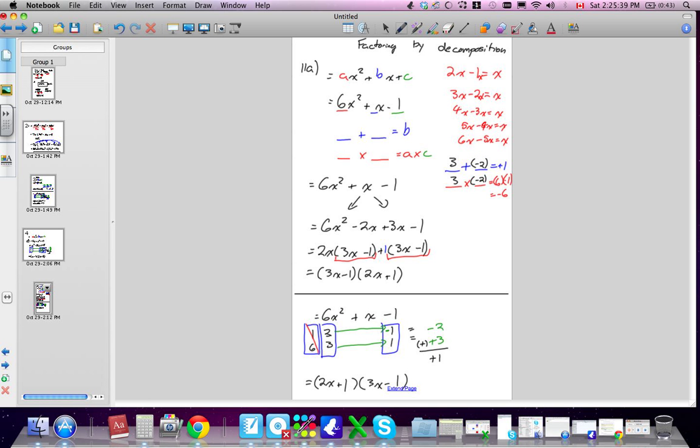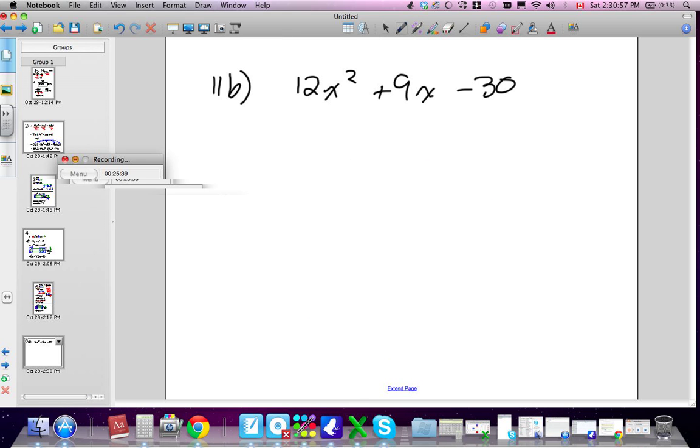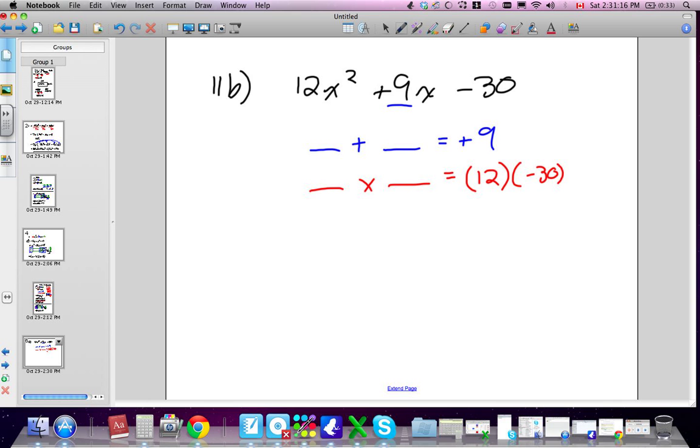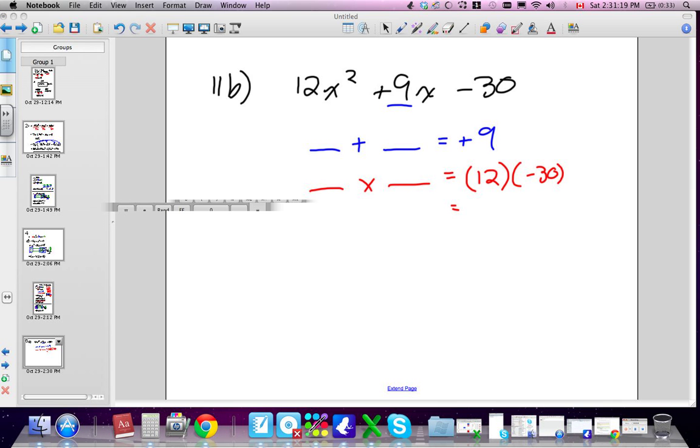All right, let's try another with decomposition here. All right, remember, I need 2 numbers that are going to add to what? Which is our positive 9. And the same 2 numbers are going to need to multiply to 12 times negative 30, which is going to be, I think it's 360. Yeah, negative 360.